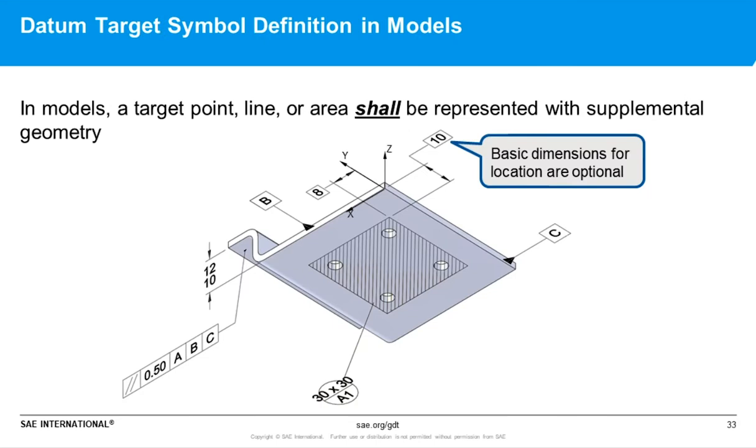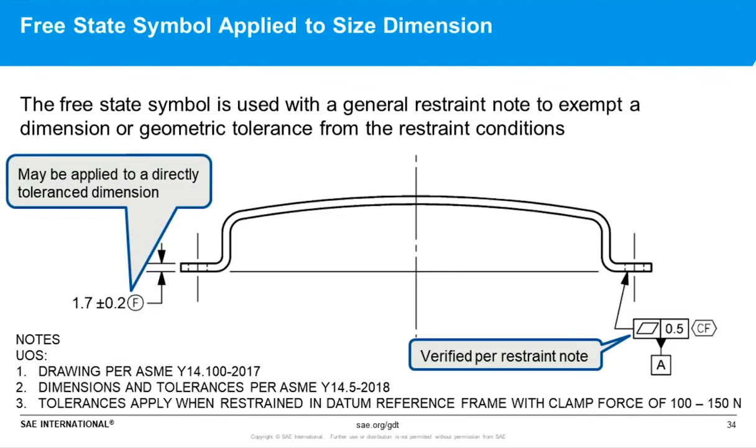Another change to datum targets is their use in 3D models again. The standard further clarifies that datum target point, line, or area shall be represented with supplemental geometry. And of course you could interrogate that geometry to query it, in other words, to know its exact location and orientation in the datum reference frame. And it's also clarifying that the use of basic dimensions for location in 3D models is optional.